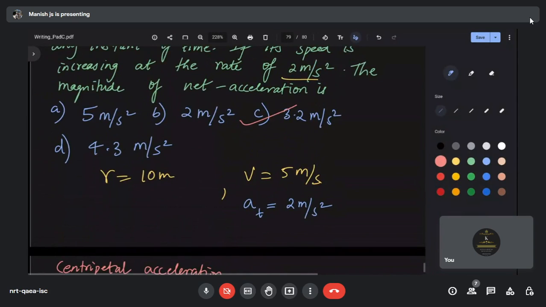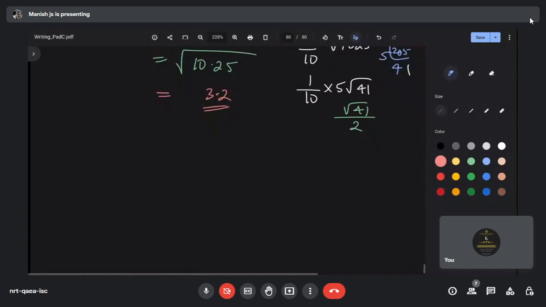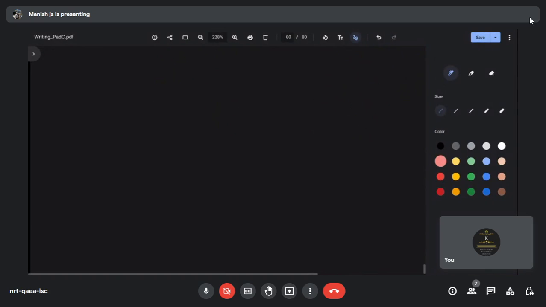Yes, so coming back, இதுக்கு வந்து the option was C, 3.2 meters per second square. So that is how we approach this type of questions. சரிங்களா? So that was a different way. So centripetal acceleration use பண்ணி we were getting the relationships.